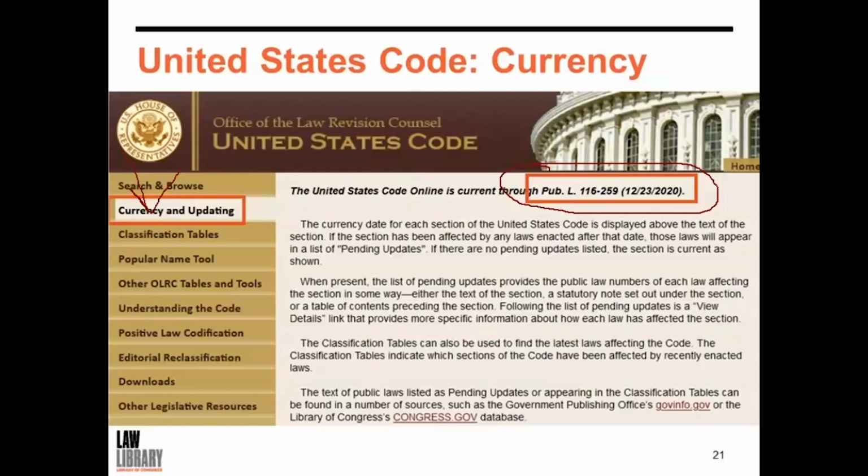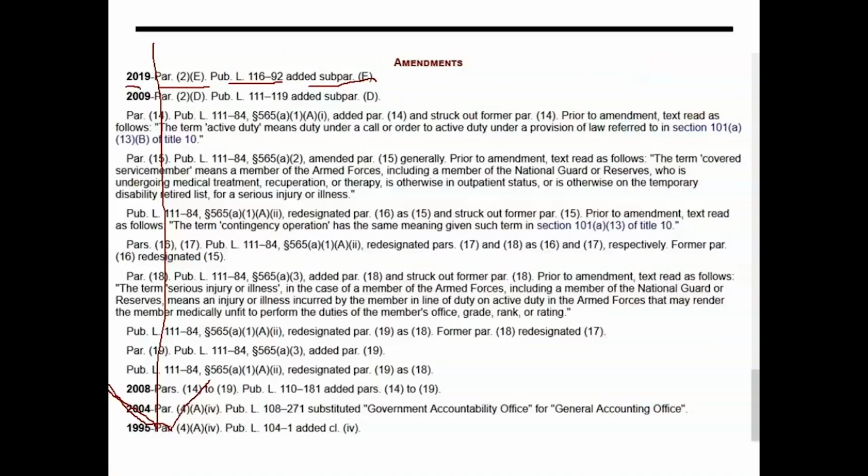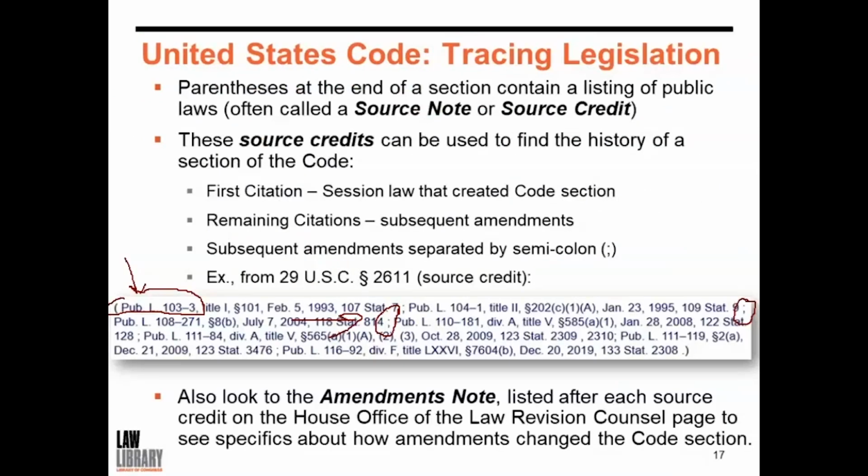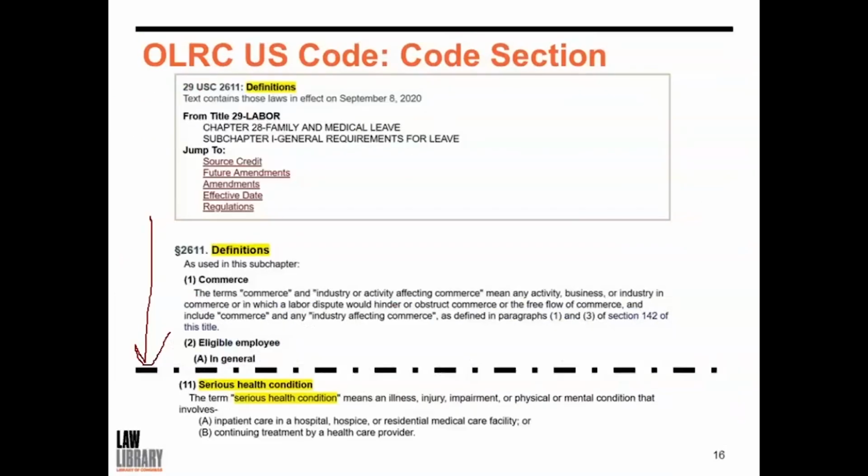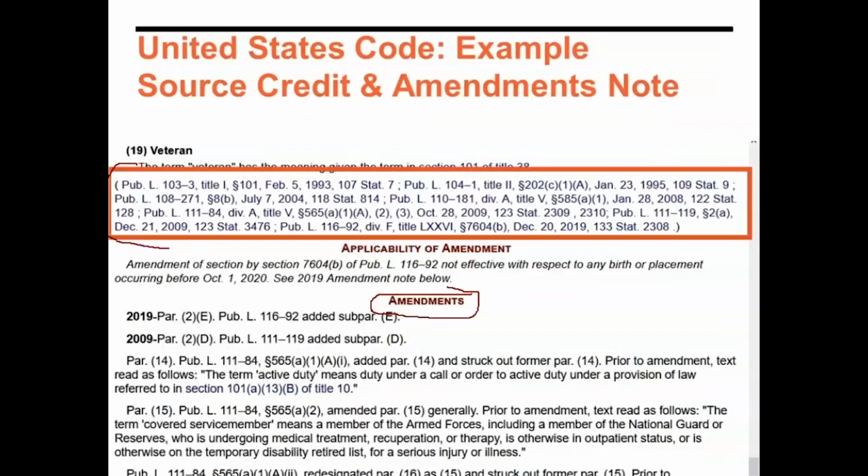The person who asked whether a section number of a code corresponds to a paragraph number in a public law asked another question about what it meant when I said we were looking for paragraph 11. That was on this slide back here, where I explained that there were a lot of definitions under the definition section of 2611. The first definition, paragraph 1, was commerce, and then 2 was something else, eligible employee, and then all the way down to paragraph 11, which was serious health condition. So it was section 2611, paragraph 11. Sorry if that was a little confusing.